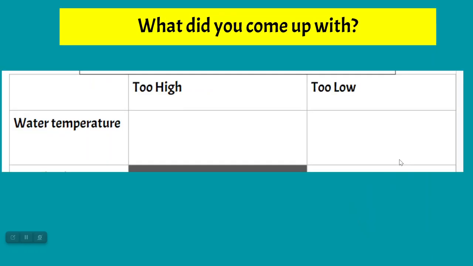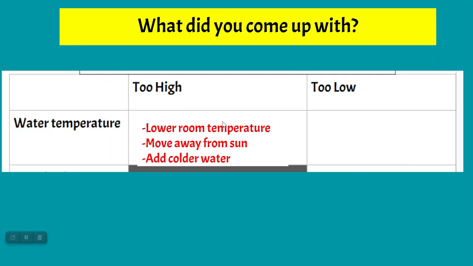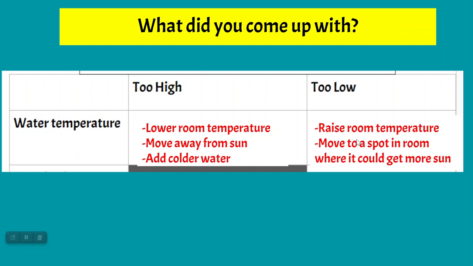All right, so if the water temperature is too high, we're going to lower the room temperature. That's a way to make our ecosystem be cooler. Or we could move our ecosystem out from under a sun spot. If it's in a sunny window area, we might want to move it. We could add colder water, but that'll probably only be a temporary fix. If the temperature's too low, we can raise the room temperature. Or we can move that ecosystem into a spot in the room where it might get more sun and get warmer.